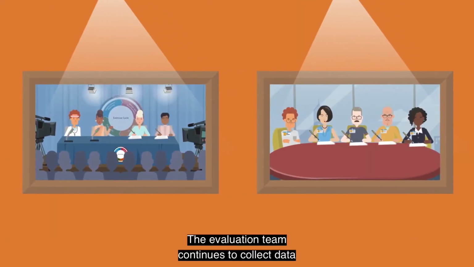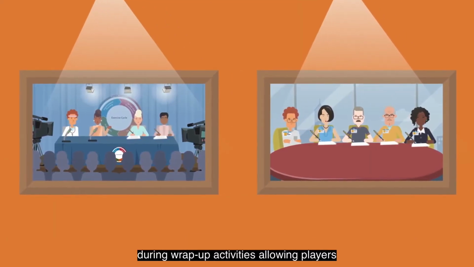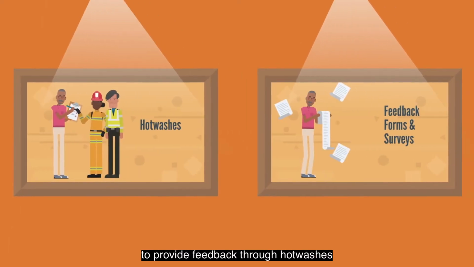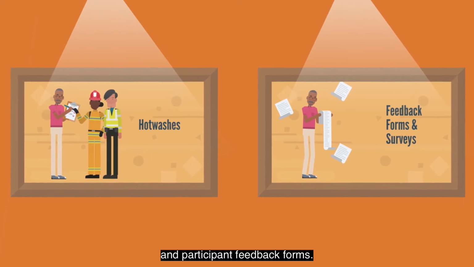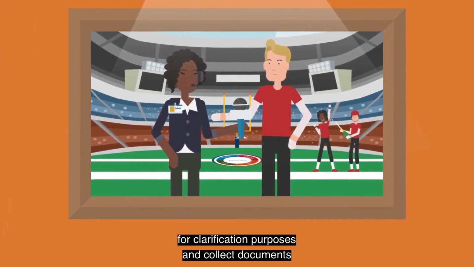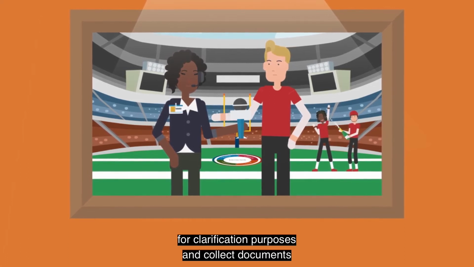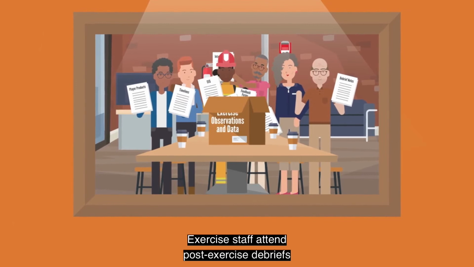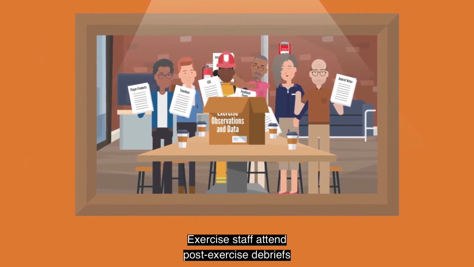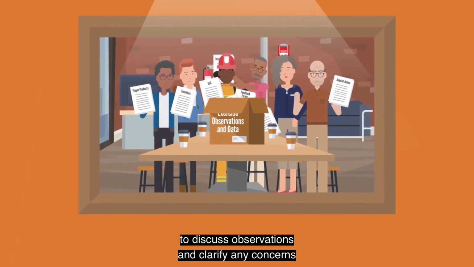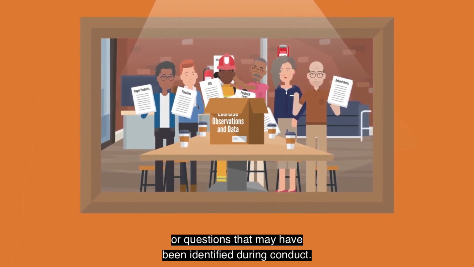The evaluation team continues to collect data during wrap-up activities, allowing players to provide feedback through hot washes and participant feedback forms. Controllers and evaluators may also ask players questions for clarification purposes and collect documents created by players during the exercise. Exercise staff attend post-exercise debriefs to discuss observations and clarify any concerns or questions that may have been identified during conduct.